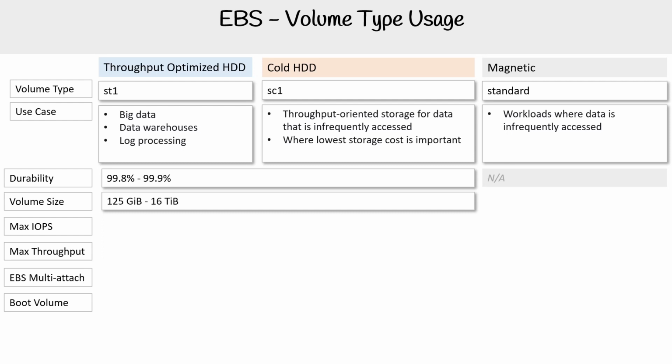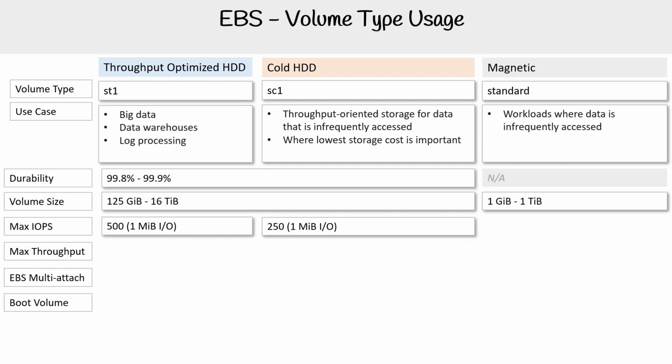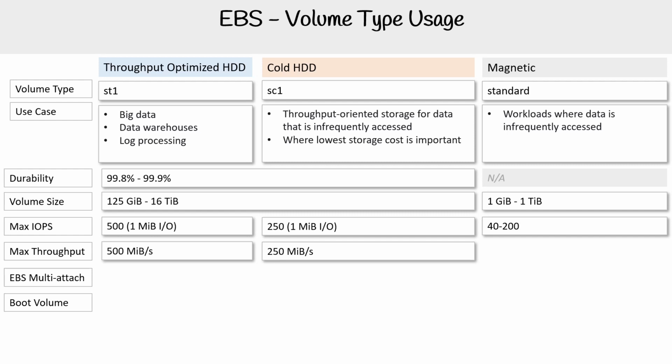Volume size here, 125 gigabits between 16 terabits. Here it's between 1 gigabit and 1 terabit. We have 500 for the max IOPS here. It's 250, then 40 to 200. Max throughput is 500 megabits, 250 megabits, and then 40 to 90 megabits.